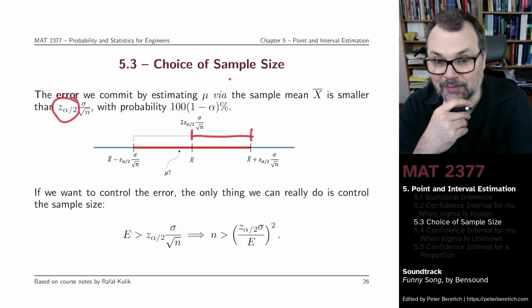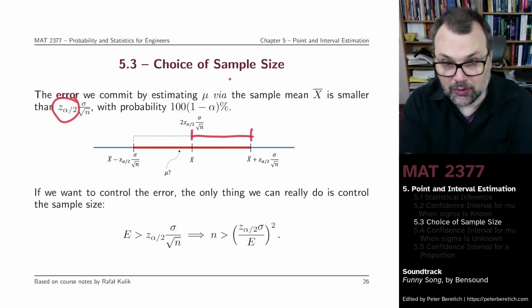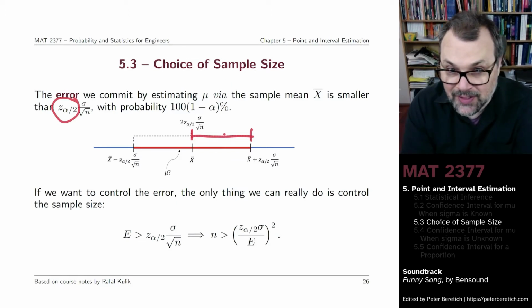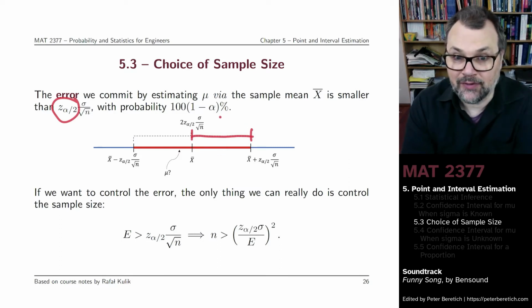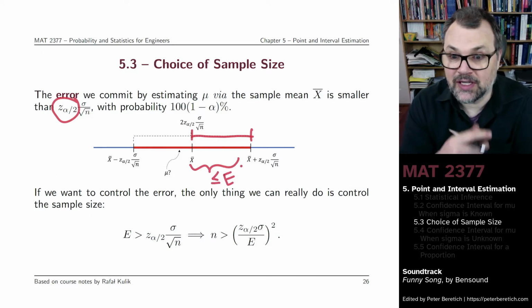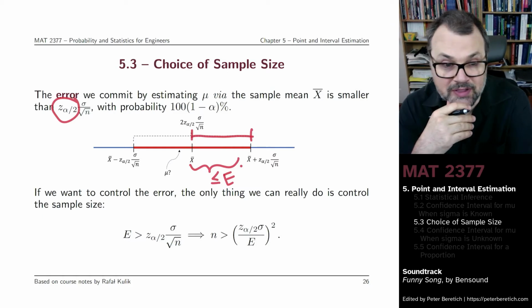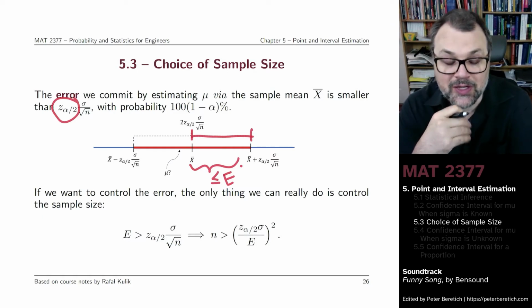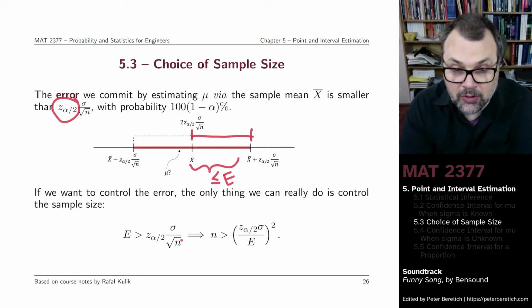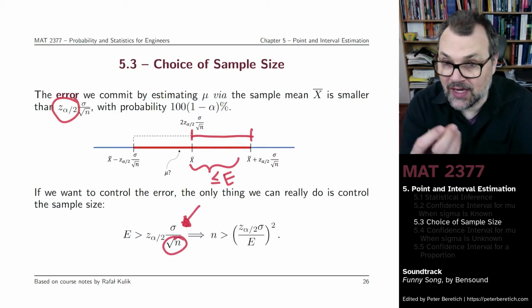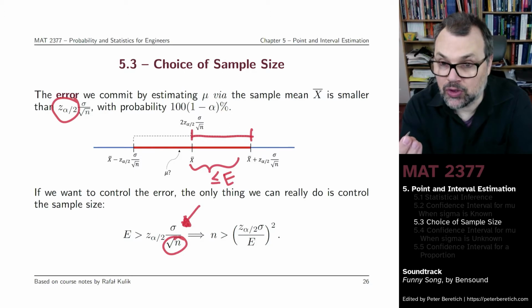of the sample size. And so if you want to control the error, if you want to make sure that this radius is below a certain point, right? If you say I'd like this thing here to be smaller than E, usually you'd want it to be smaller than some error. The only thing you can really do here is to control the sample size. Sigma you have no control over. That is part of the distribution of underlying values.